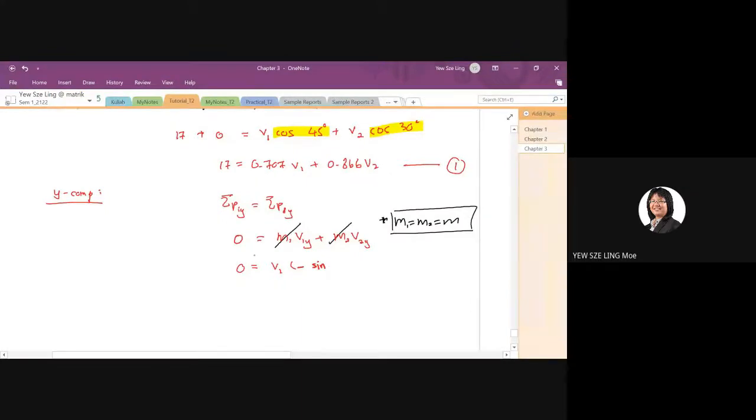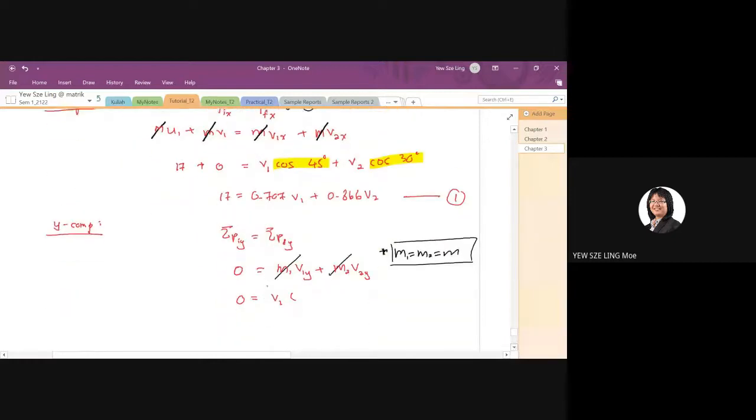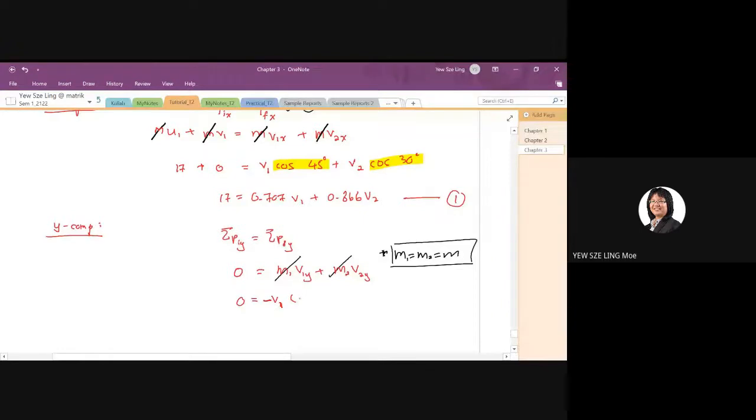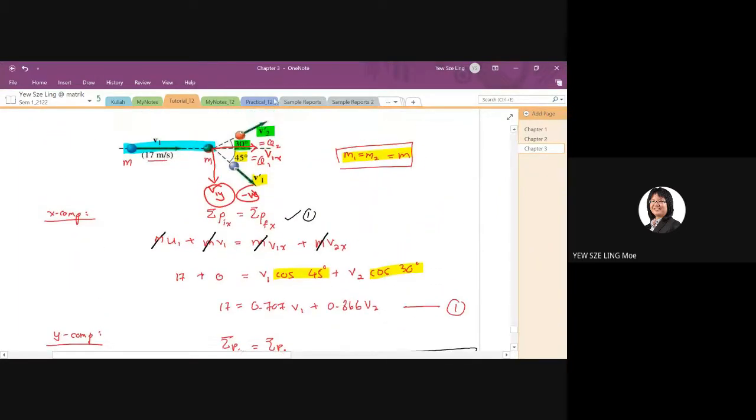Okay, negative. I should put a negative in front of V to make it easier for you, not to confuse you. So this is negative: a negative V1, negative V1 sine 45 degree. Plus, now I don't know whether I want to add a positive value or a negative value. Let me go back to the diagram.